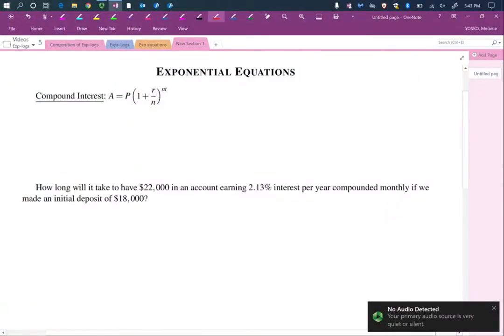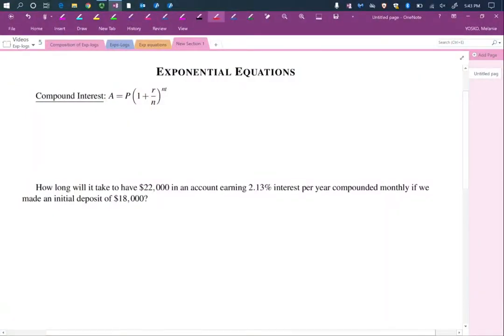Now let's do an application of exponential equations. Here is a formula for compound interest. We see that A equals P times the quantity 1 plus R over N to the NT. Now, depending on where you get this formula, the letters may look a little different. If you open up different textbooks, they may change a little bit, or if you're using it with the formula sheet or maybe in some finance application, sometimes the letters are different.